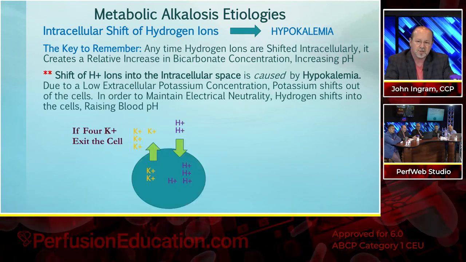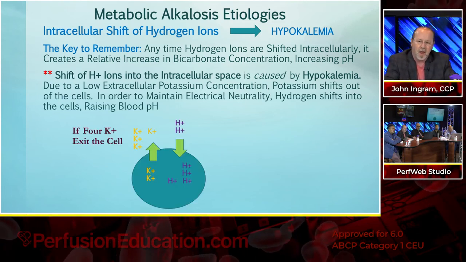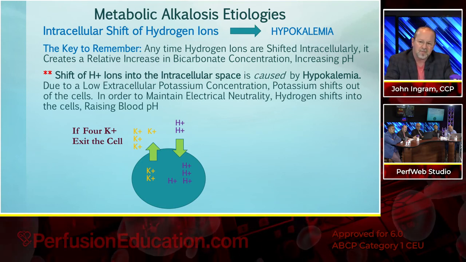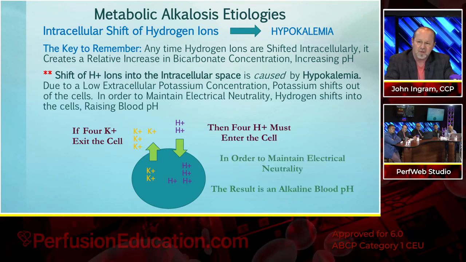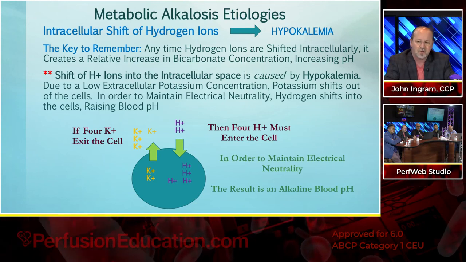So what you see here is, just for an example, if there's your cell and you have low potassium, and let's just say 4 potassium ions exit the cell, you have to have 4 hydrogen ions enter the cell. And this, in order to maintain the electrical neutrality of the cell, is what's driving your alkalosis.